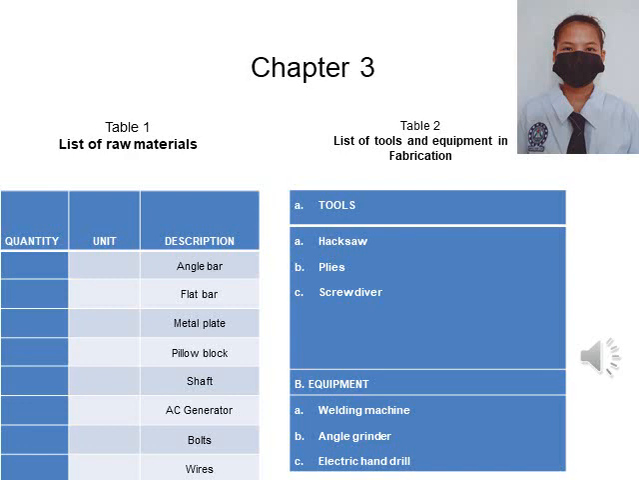In Table 2, list of tools and equipment in fabrication. In tools, hacksaw, pliers, screwdriver. Equipment, welding machine, angle grinder, and electric hand drill.